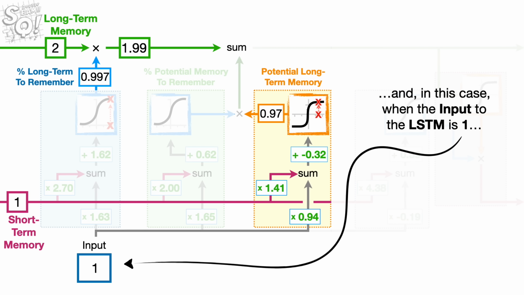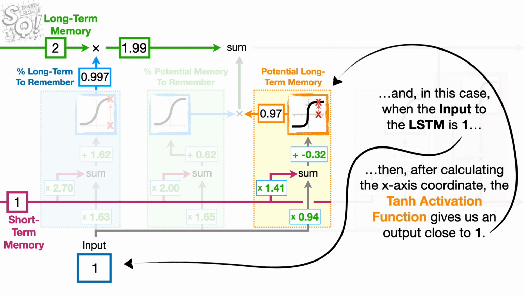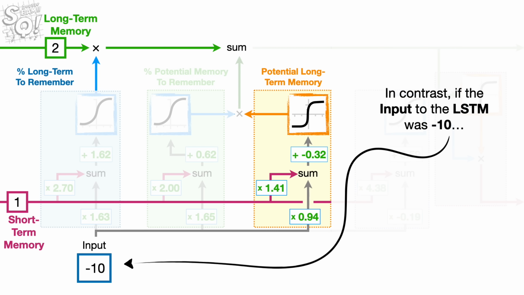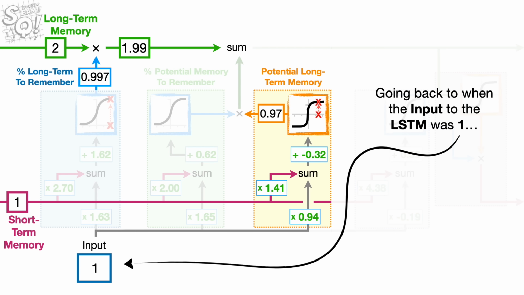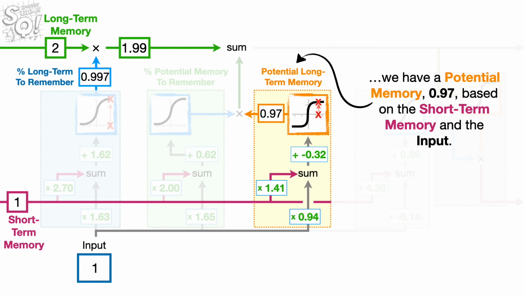And in this case, when the input to the LSTM is 1, then, after calculating the x-axis coordinate, the tanh activation function gives us an output close to 1. In contrast, if the input to the LSTM was -10, then, after calculating the x-axis coordinate, the output from the tanh activation function would be -1. Going back to when the input to the LSTM was 1, we have a potential memory 0.97 based on the short-term memory and the input.